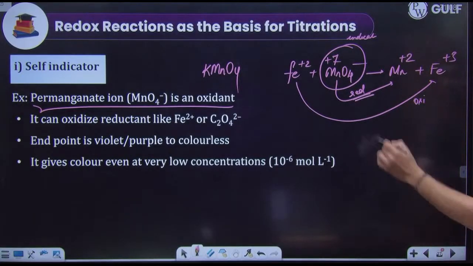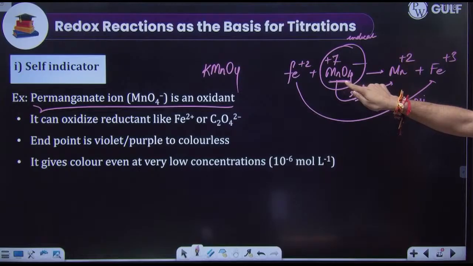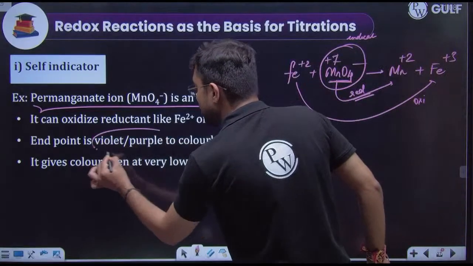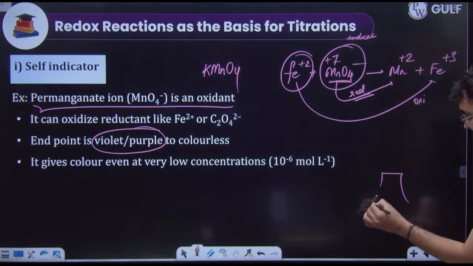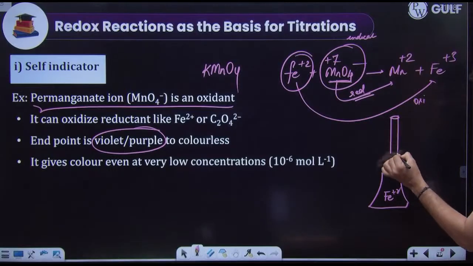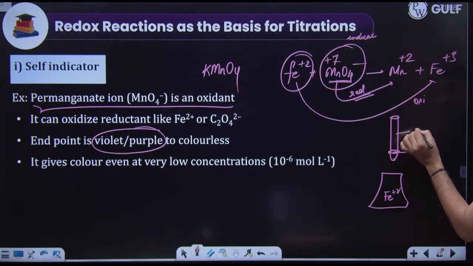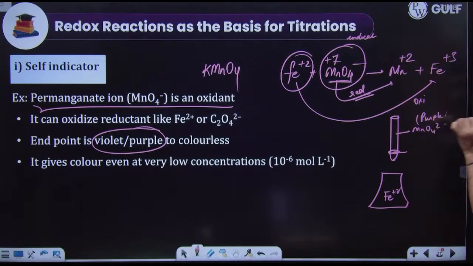So now this manganese is your indicator. We take this in the titration flask because that is purple in color. We know that this is a violet or a purple color thing, and we take iron in the conical flask. We take iron in the conical flask, and in the titration flask we take MnO4- because right now that is purple in color. Now what will happen?